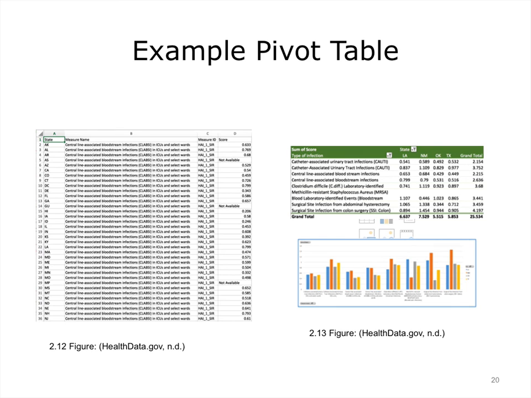Here is an example of a raw set of data on the left and a pivot table of some of the data on the right, along with a column chart of the data in the pivot table. You can practice creating this pivot table in the laboratory activity associated with this unit.